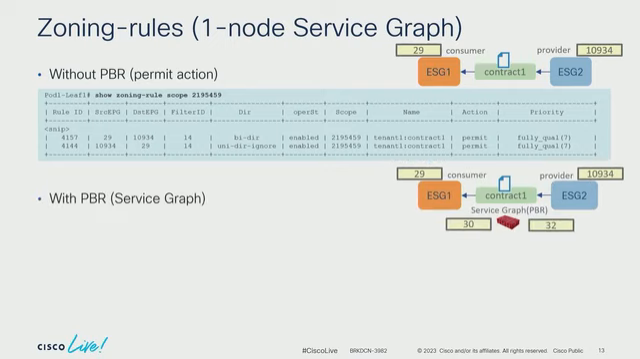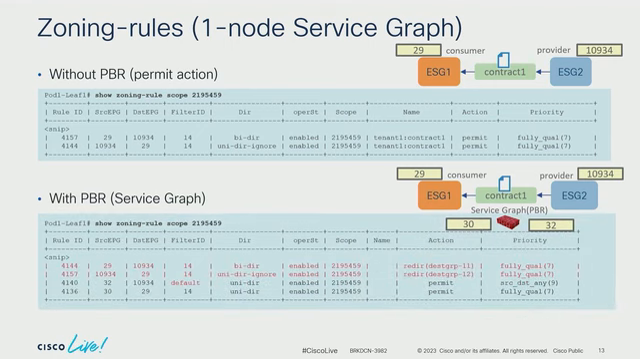And then enabling PBR by attaching service graph to the contract 1, we allocate service EPG class IDs for firewall interfaces. In this case, I'm going to use 2-arm firewalls, but you can use 1-arm. Then zoning rules will be updated. As you can see, we have 2 redirect action and 2 permit action. So let's take a look at what it means.